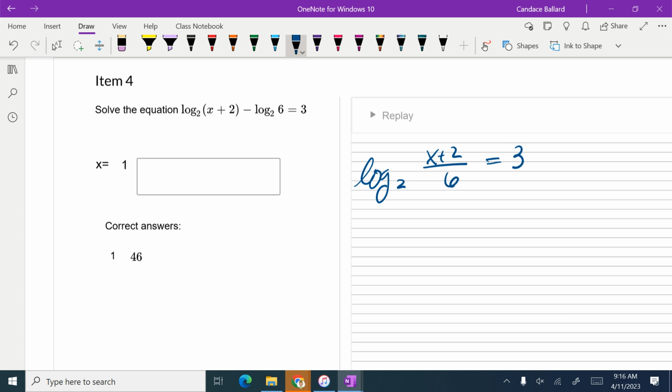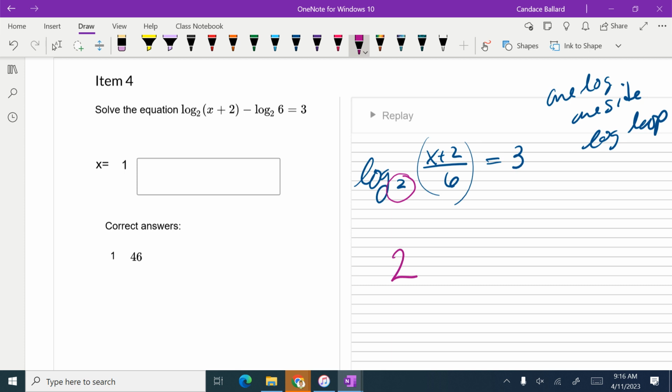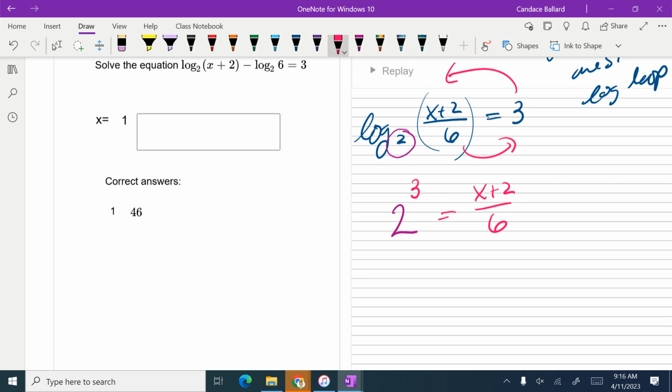All right. One log, one side. Means we loop to solve, because what I'm trying to solve is inside that logarithm, and I got to get it out. What's the base? 2. And then I loop these around. So I get 2 cubed equals x plus 2 over 6. What's 2 cubed? 8.